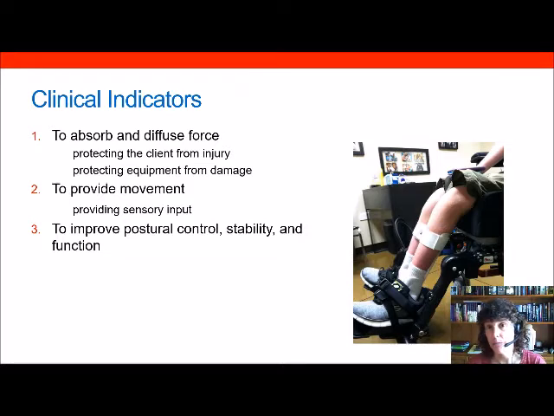Second, we're providing movement. That's what dynamic seating is all about. And that movement provides sensory input for the wheelchair user. And then finally, by providing movement against light resistance in a limited range, we can see an improvement in postural control, stability, and even function.